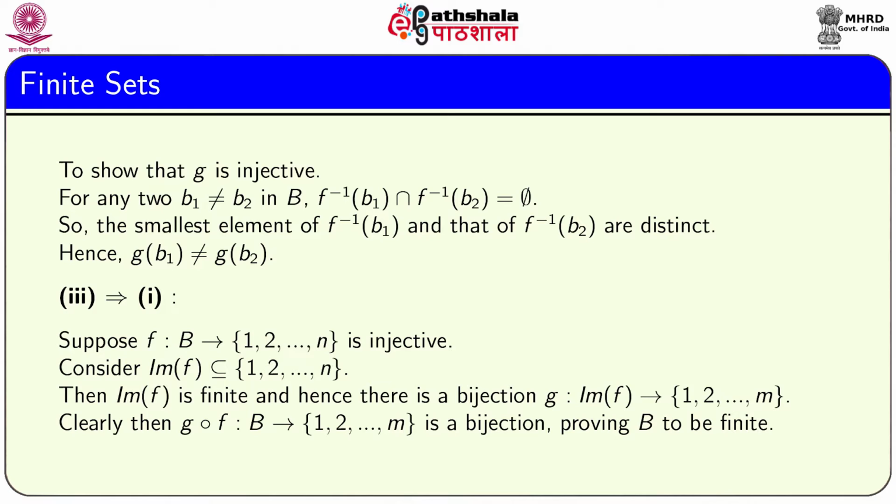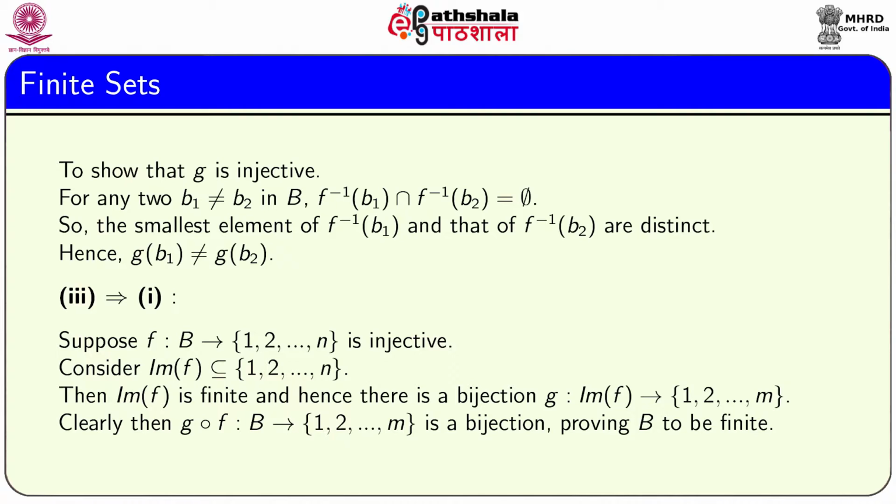To show that G is injective, for any two points b1 and b2 from B, with b1 not equal to b2, we have f inverse b1 intersection f inverse b2 is empty. So, the smallest element of f inverse b1 and that of f inverse b2 are distinct. Hence, G(b1) is not equal to G(b2), which shows that G is injective.